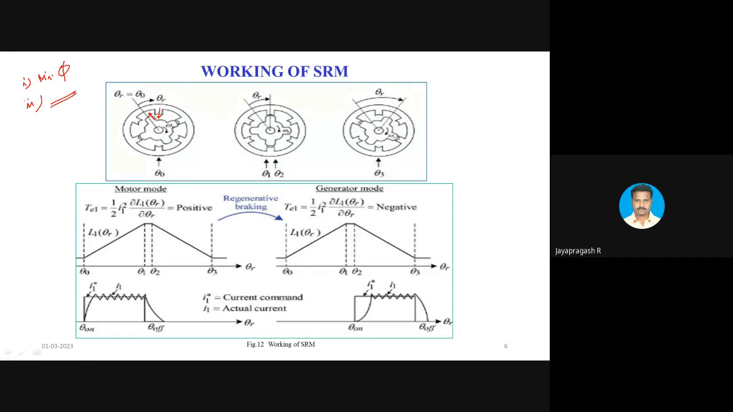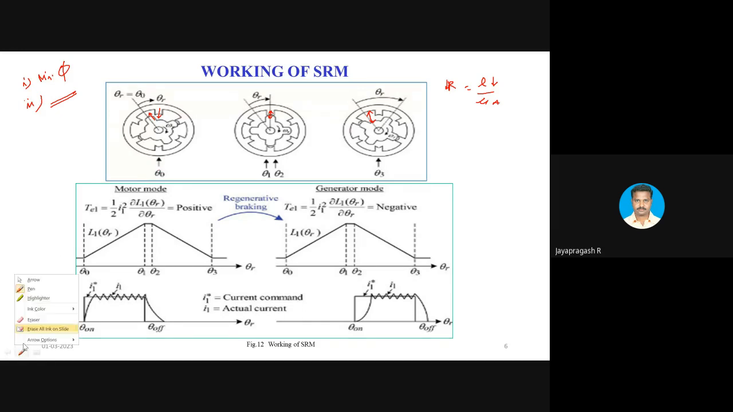So if you consider a switch reluctance motor, which possesses the variable reluctance property, look at this. At the aligned position, the air gap length is very small, so the reluctance is also very small. Reluctance equals l by mu A, right? When the length of the air gap is less, the reluctance is also less. Look at this case here: the length of the air gap is more, so the reluctance is also more. So the machine is providing variable reluctance, which is responsible for the production of torque.